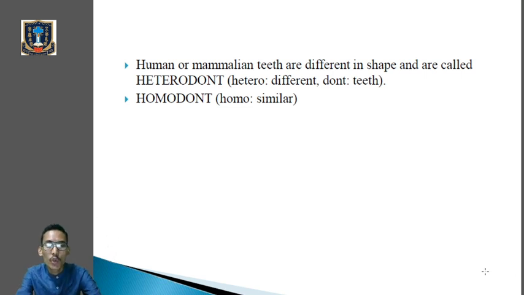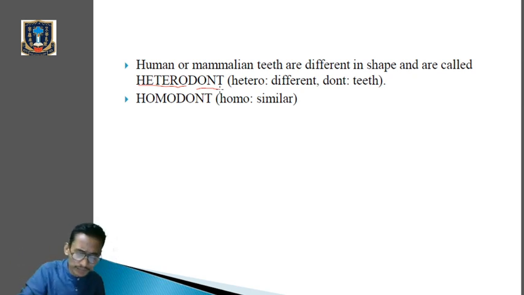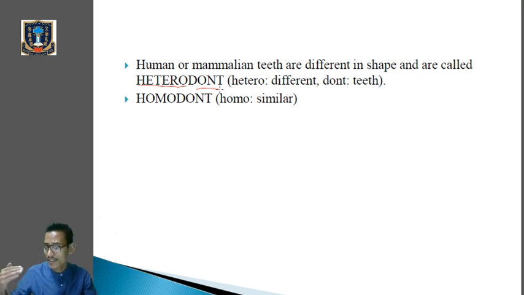H-E-T-E-R-O. Hetero means different. Be very careful. The word hetero means different and dont means teeth. Clear? So the human being teeth or the mammalian teeth, they are heterodont. Why? Because we have different structures of teeth and different functions of teeth. And what are the different types of teeth? Incisor, canine, premolar, and molar, which have different shape and different function. So it is heterodont in nature.